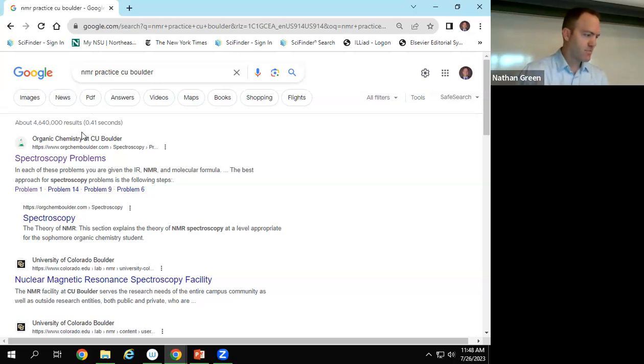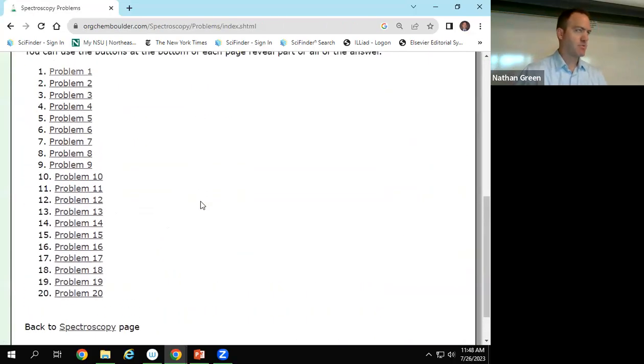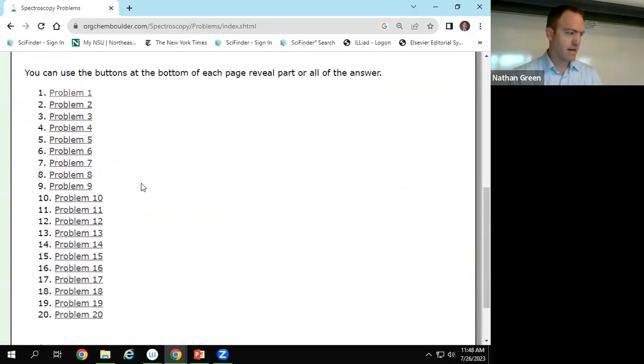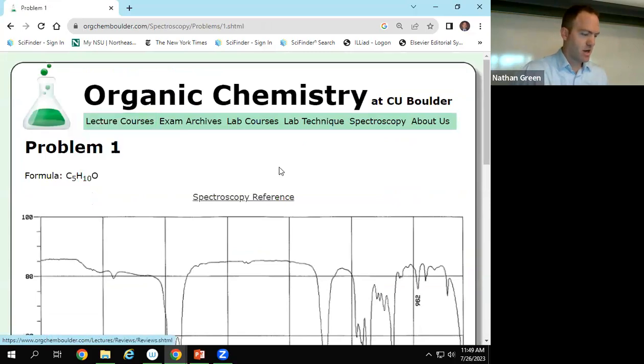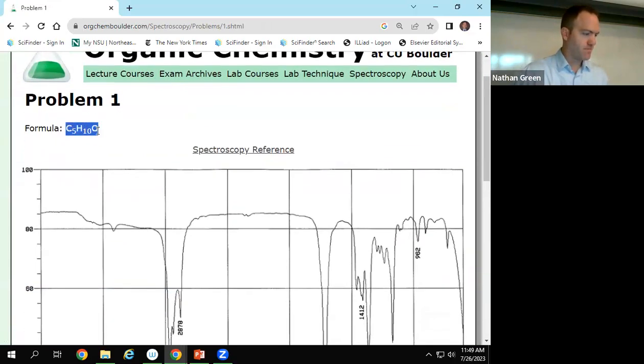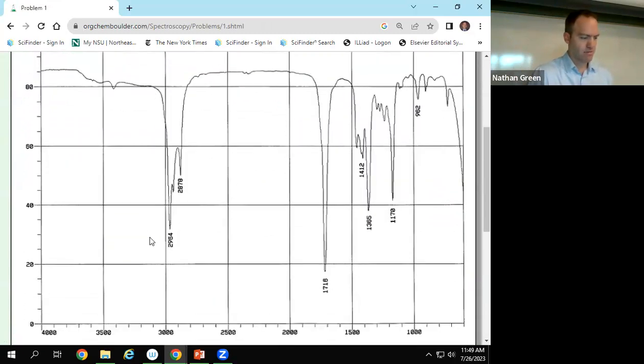If you check out NMR practice CU Boulder, there are 20 different examples here of some NMR problems that you can work on. And I love the way they've laid this out because it's exactly how we've talked about it. I wish I would have come up with this, but I don't need to make a website because they've done it beautifully. What they do is they give you an unknown. So for problem 1, the unknown is C5H10O. They show you an IR spectrum. So it looks like, to me, it's got no CH bonds to sp2 hybridized carbons, but it does have CH bonds to sp3. It's got a carbonyl.